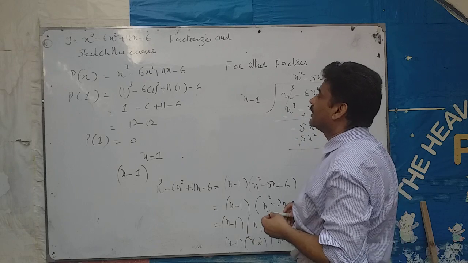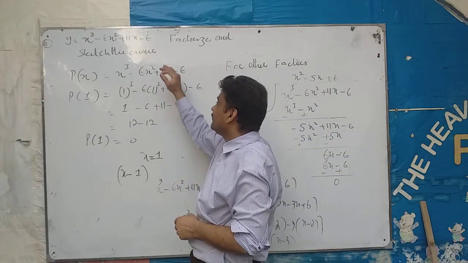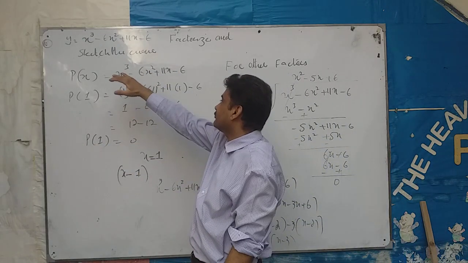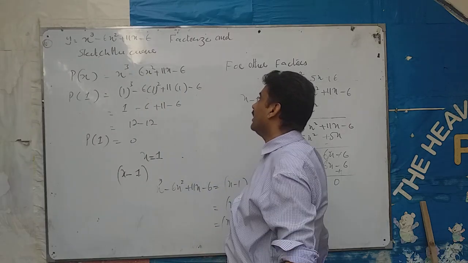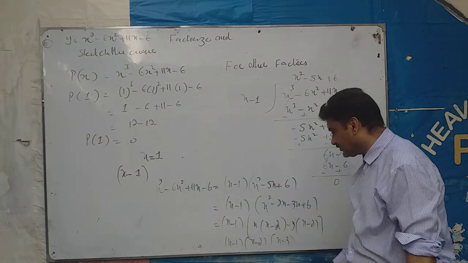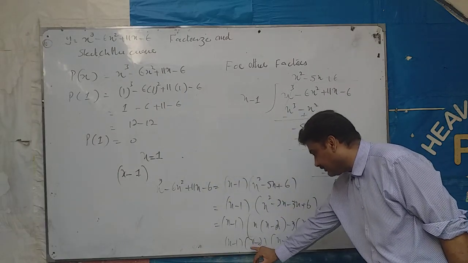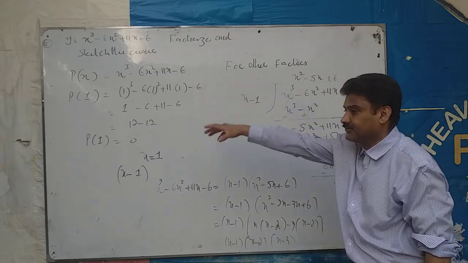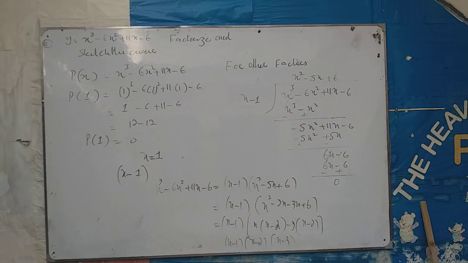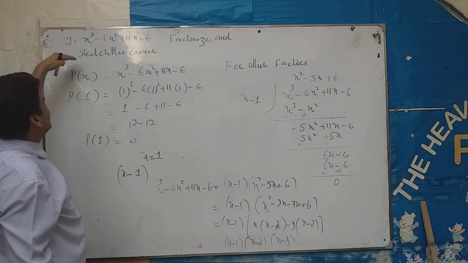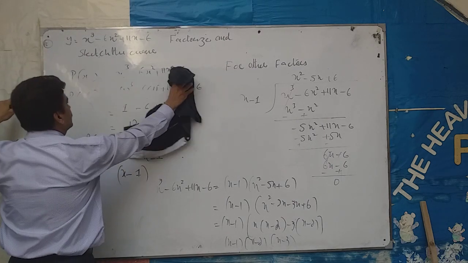Hence there are three factors of this polynomial. x cubed minus 6x squared plus 11x minus 6 in factor form is equal to x minus 1, x minus 2, x minus 3. After factorizing, we have to sketch the curve. We have to draw its graph.